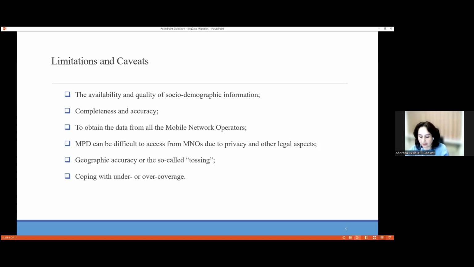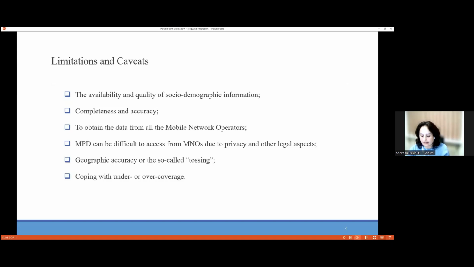MPD can be difficult to access from MNOs due to privacy and other legal aspects. It is also difficult to access this data for commercial confidentiality reasons. The geographic accuracy is another issue, the so-called tossing, which means that even if a person is in one place, her mobile phone may connect to different antennas and swap between them automatically.